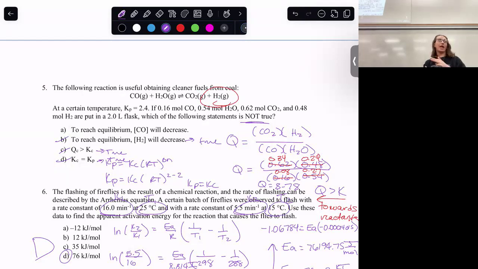which means that A should be our choice, but let's just prove it. To reach equilibrium, carbon monoxide will decrease. Is carbon monoxide a reactant or product? It's a reactant, yep. And what did we say we're forming more of? We're forming more reactants. So we should be increasing our concentration of carbon monoxide in order to get Q equal to K. So this will be false, which is not true. So this will be our answer choice A. Okay, does that make sense for 5?